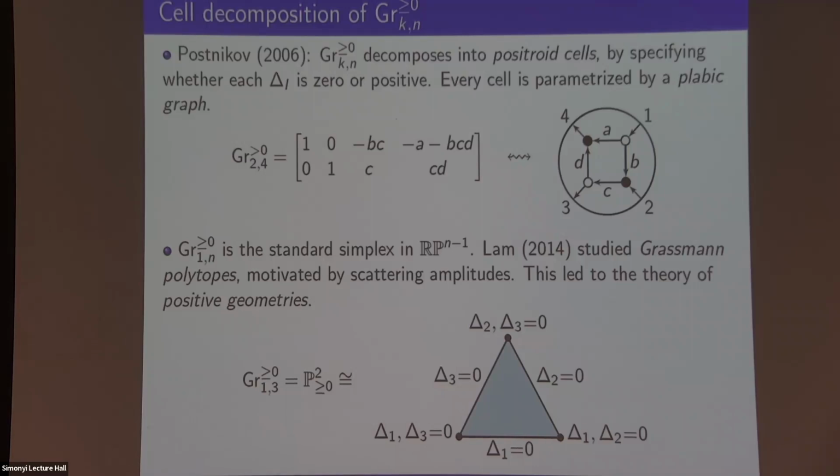And then you could ask, as Lam did, what's the Grassmannian analog of a convex polytope? So he defined that. It was actually introduced by physicists in a special case called the amplituhedron. And it's related to scattering amplitudes. And this has led to the theory of what are called positive geometries, which was an important new development in physics. And there was a conference earlier this year, I hear, about this subject.